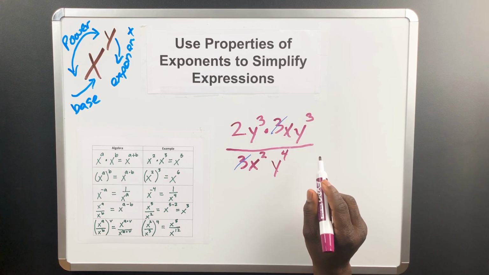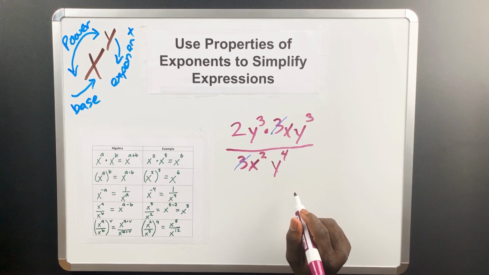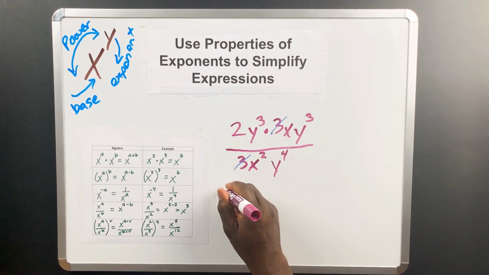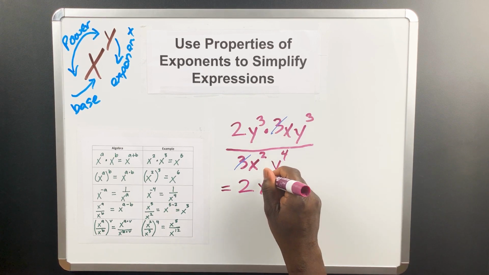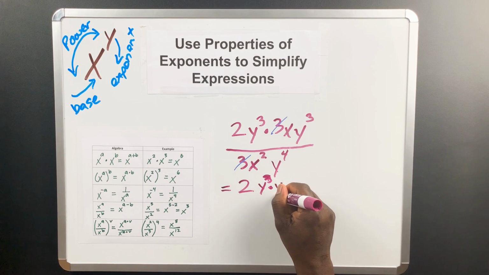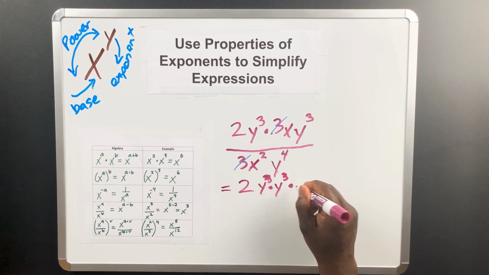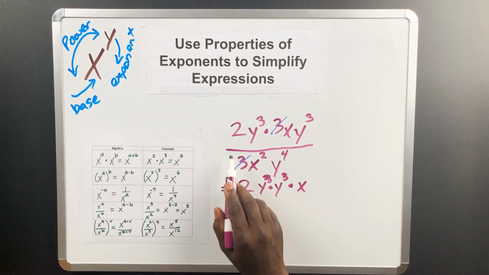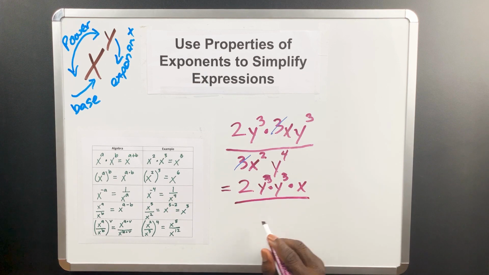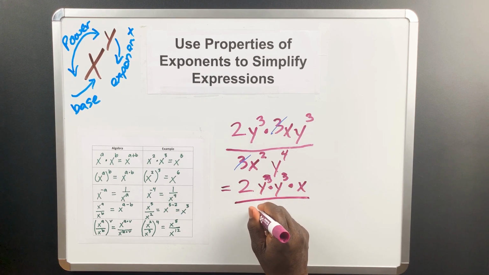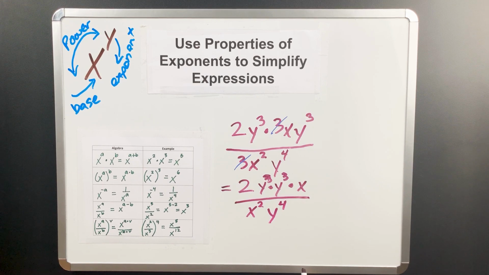So first thing we're going to do is we're going to put the y variables together, which is the commutative property of multiplication. So we have 2 times y to the 3rd power times y to the 3rd power, times x. Very good. We took care of everything in the numerator. Now, there's nothing much to do in the denominator. We're just going to bring down the x squared times y to the 4th.